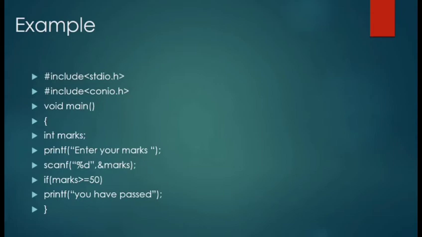Now let's suppose the value entered by the user is 60. 60 is stored in the marks variable and 60 is compared with 50. That is the if condition. As we know that 60 is greater than 50, the condition becomes true, so it executes and displays the message that we wrote. Here we wrote 'you have passed' in the last printf function. So it displays the message you have passed.